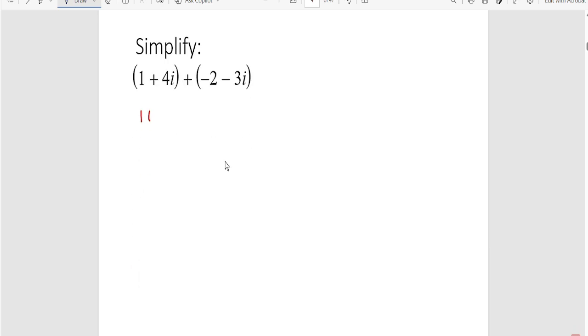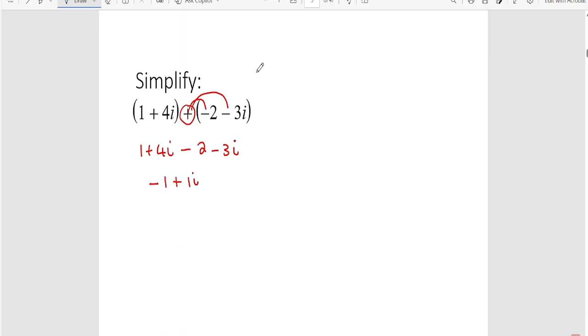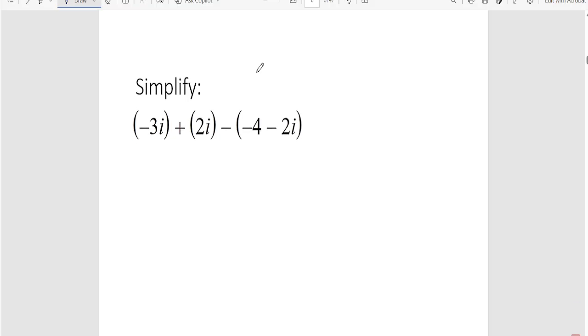Like this one, we do real part with real part. So here we will get -1, right? Then for the imaginary part, 4i plus -3i, we get i, right? So this is the general form of a complex number, where a is -1 and b is also 1, right? Okay, in this one again we solve imaginary part together and real part together.